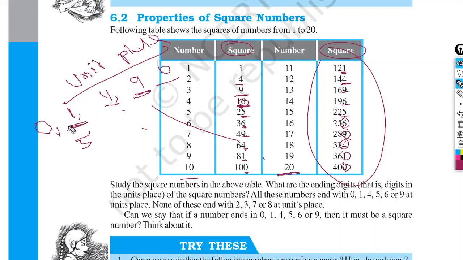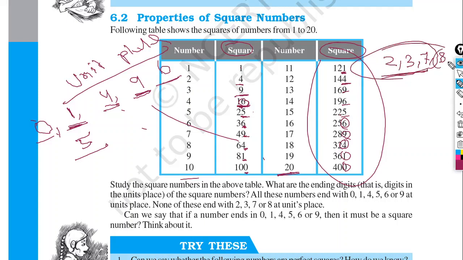So you see one thing. In a square number, the unit place is either 0, 1, 4, 9, 6 or 5. That means in the unit place only 0, 1, 4, 9, 6 or 5 can occur. Can you find a square number where there is 2 in the unit place, or 3 in the unit place, or say suppose 7 in the unit place? You can't find a square number.